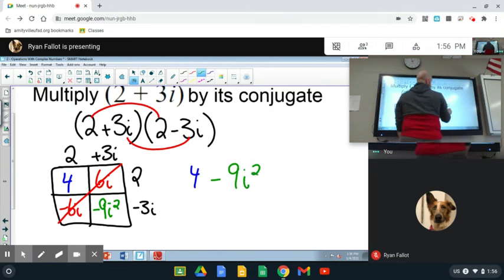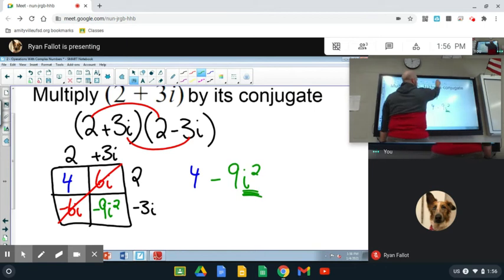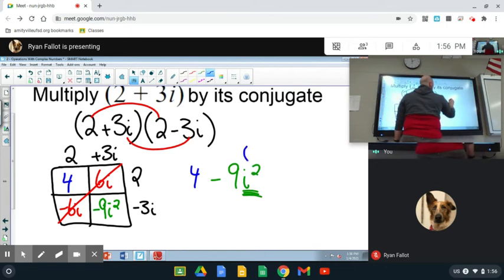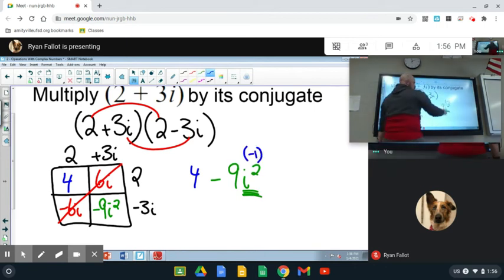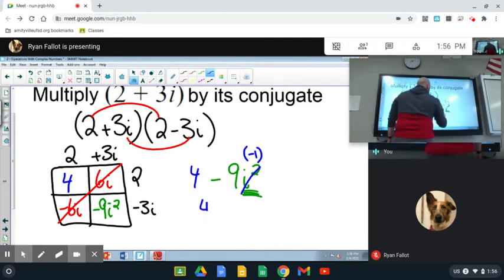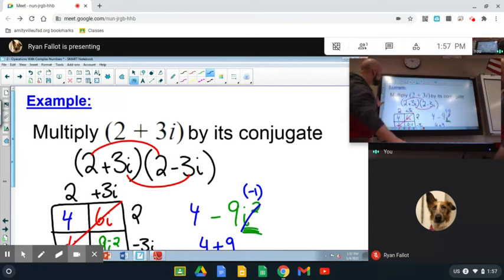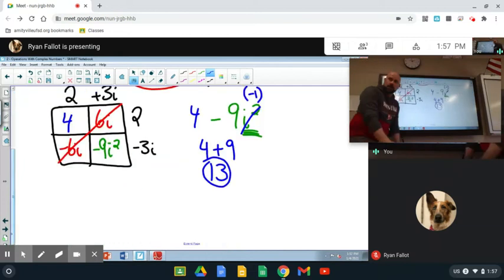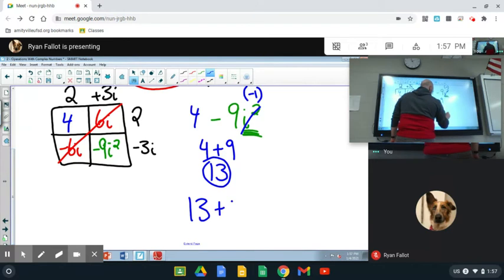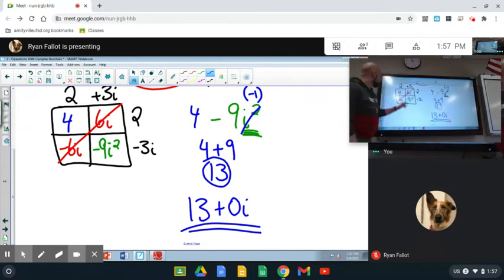Well, wait a minute. What is i squared? i squared is equal to negative 1. So it's really just 4 minus 9 times negative 1, which becomes 4 plus 9, which is equal to 13. Right? Did it say to write our answer in standard form? No. What if it did say to write our answer in standard a plus bi form? This would be 13 plus 0i. If it says to write it in that form, make sure you do, okay?